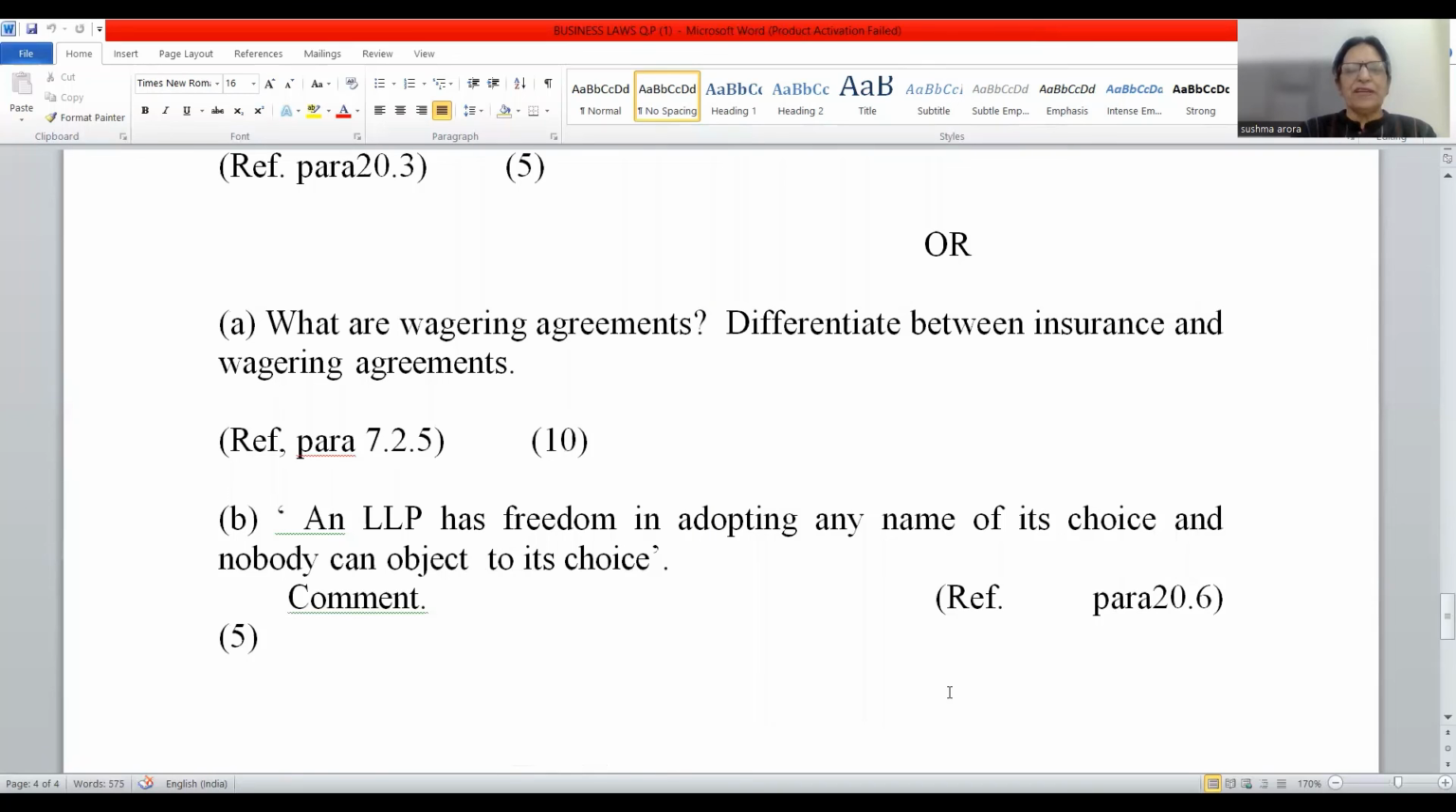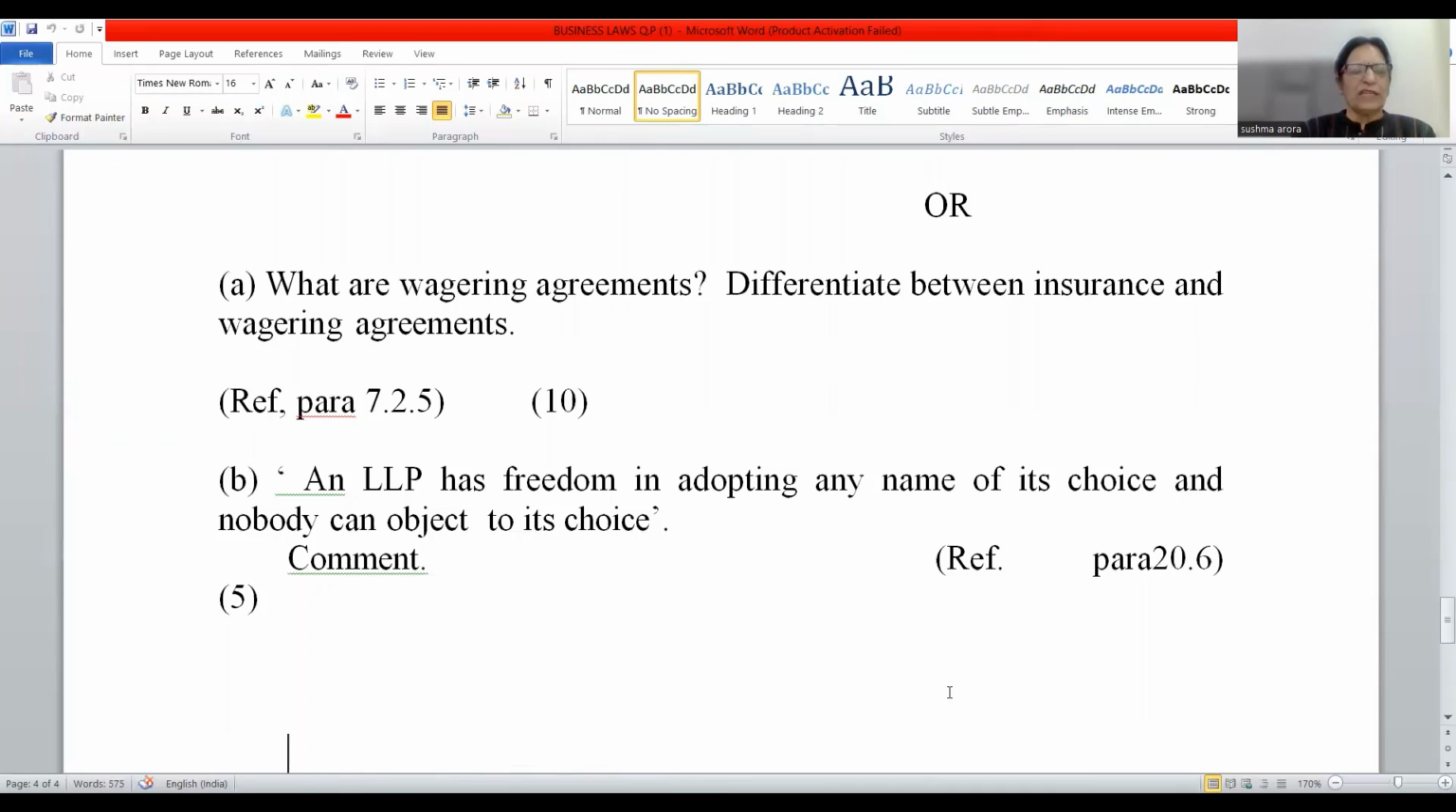Then, an LLP has freedom in adopting any name of its choice and nobody can object to its choice. No, friends, LLP has to follow some rules, some provisions pertaining to the name of LLP. So certain restrictions have been imposed by the government. So if those restrictions are taken care of, then only registrar will approve the name of LLP. So the LLP doesn't have a choice in adopting its name. The registrar will have to give the approval whether LLP can go ahead with the name.